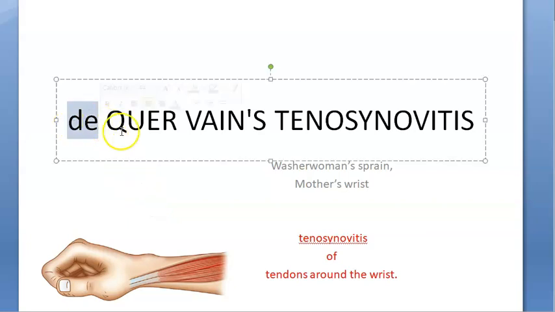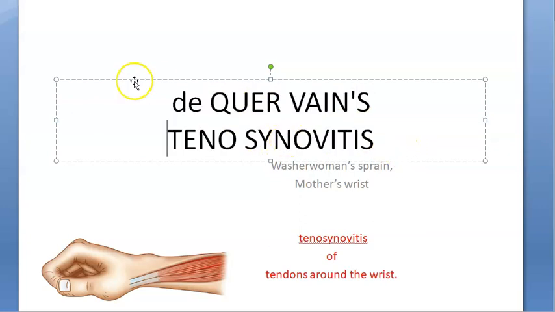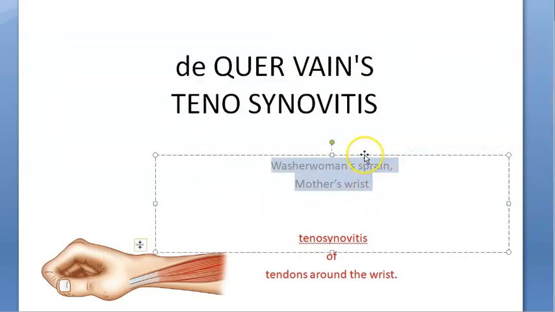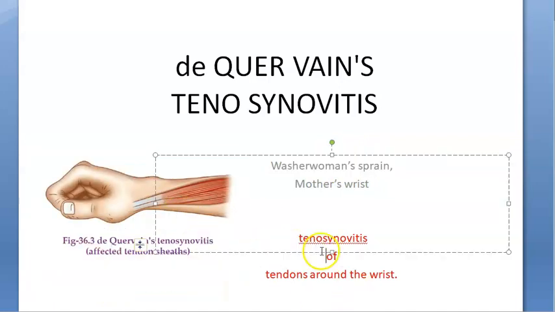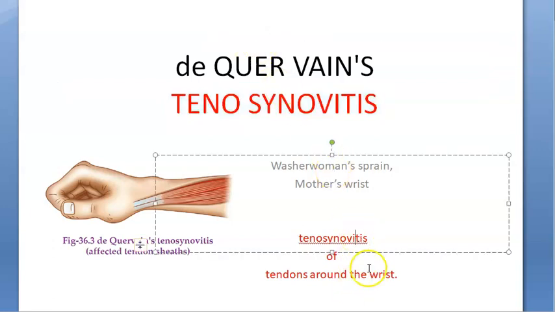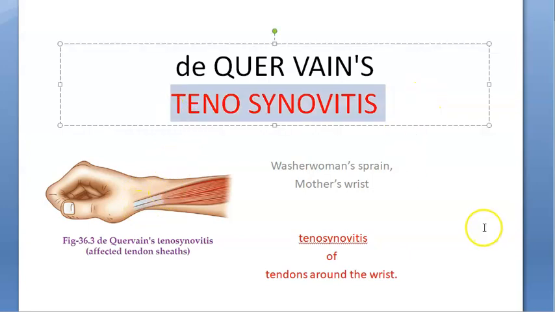Hello people, in this video we want to look at de Quervain's tenosynovitis. Look at the word here. de Quervain's tenosynovitis. This is also called washerwoman's sprain, mother's twist, etc. So basically what is this? The name itself is saying tenosynovitis. This is tenosynovitis of the tendons around the wrist. So whatever tendons you have around the wrist, it is the tenosynovitis of these tendons.